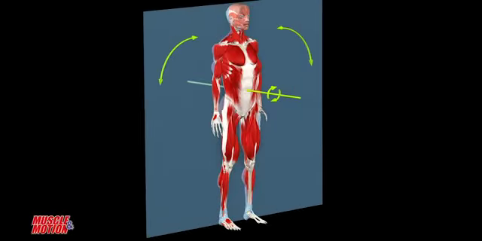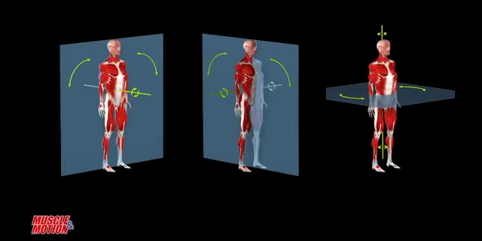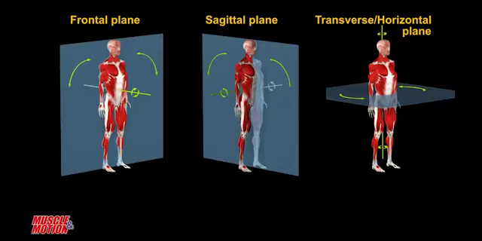Planes of movement. Human movements are described in terms of the plane in which they pass through. There are three planes of motion: the frontal plane, the sagittal plane, the transverse or horizontal plane.